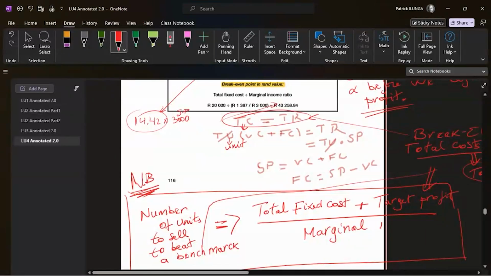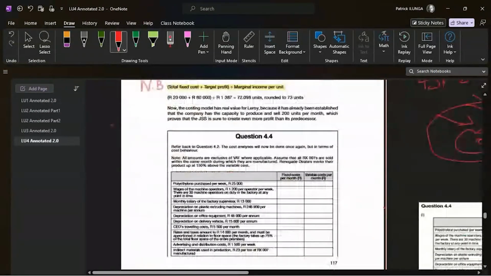Is that clear? Yes. Very clear, very simple. It's such an easy notion, but I want you to practice, because as soon as you play with it and touch on some other questions, it will be quite clear. So this is the marginal income.